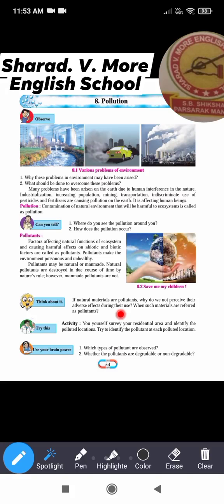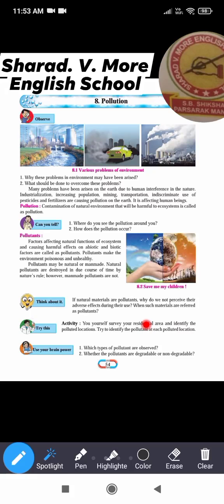Okay, now think about it. If natural materials are pollutants, why do we not perceive their adverse effect during their use when such materials are referred to as pollutants? So this is not now in your syllabus, but you have to study it. It will not be asked in the exam. If natural materials are pollutants, why do we not perceive their adverse effect during their use?